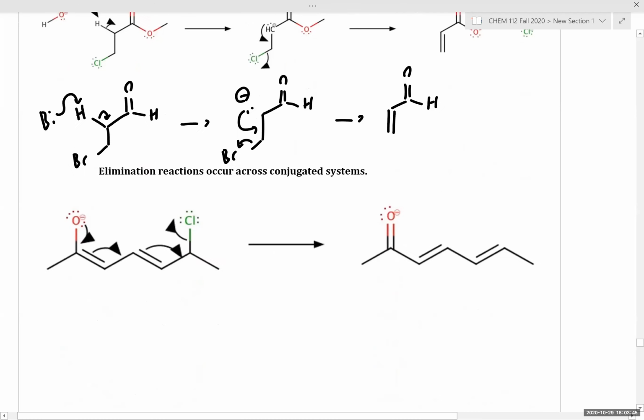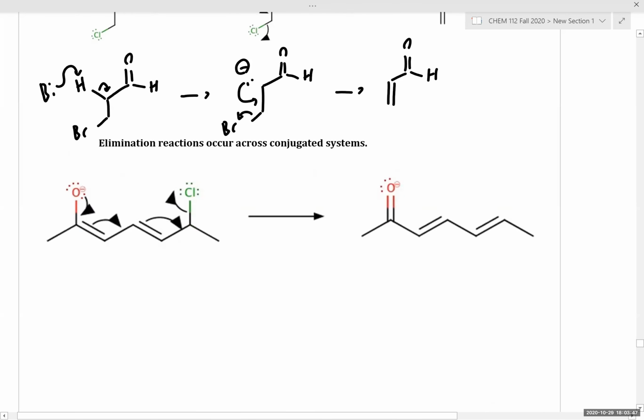Okay, now the E1CB elimination process can also occur through a conjugated system. So you can kick your electron density through your conjugated system and eliminate your halogen through an exactly similar mechanism to our typical E1CB reaction.